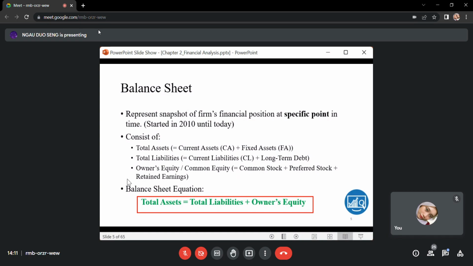So balance sheet equation, we use this equation to create the balance sheet. We have total assets equal to total liabilities plus owner's equity, atau kita boleh kembangkan, we can expand the formula, which is equal to current liabilities plus long-term debt plus common stock plus preferred stock plus retained earnings. Because owner's equity adalah sama dengan common stock plus preferred stock plus retained earnings, right? So kita boleh kembangkan the formula.